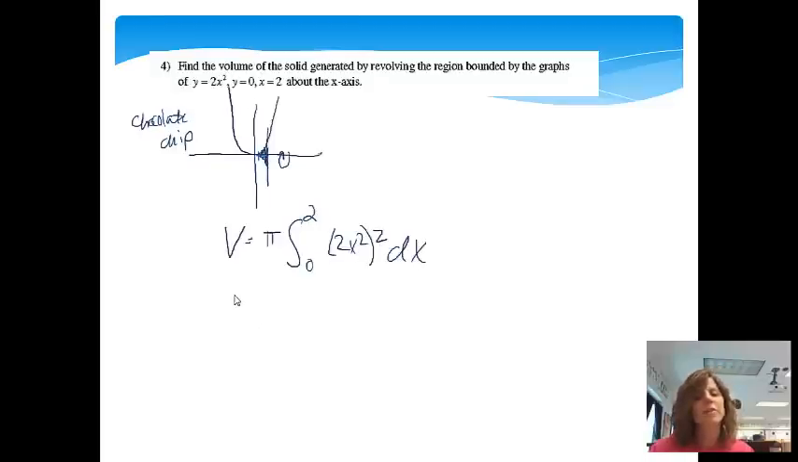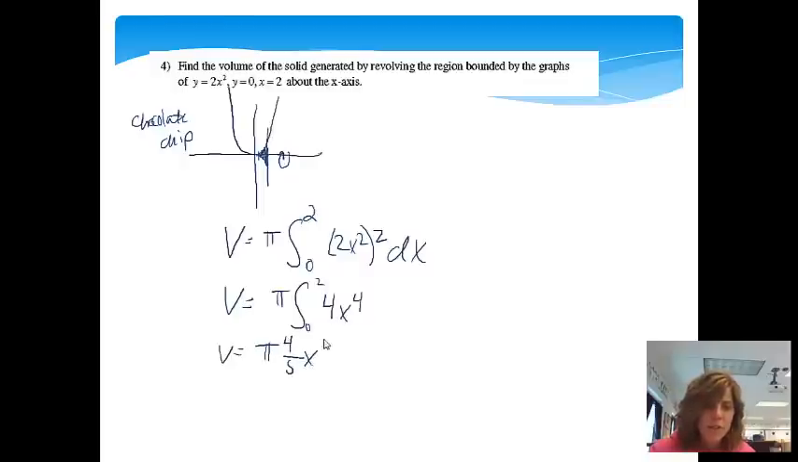And let's do this one non-calculator also. So we'll have pi. 2x squared will be 4x to the 4th. Don't forget you have to square the 2 and the x squared. And then I'm ready to take the integral, so my volume will equal, again, I'm just going to let that pi hang out there for a little bit, 4/5 x to the 5th, and then we're going to evaluate it at 0 and 2.